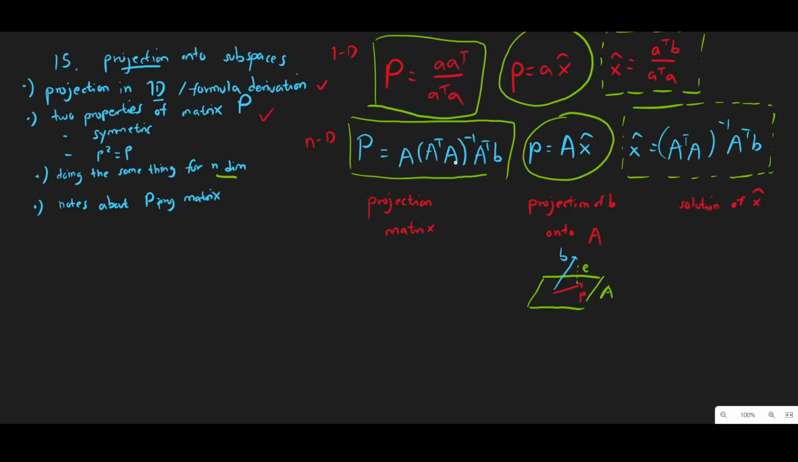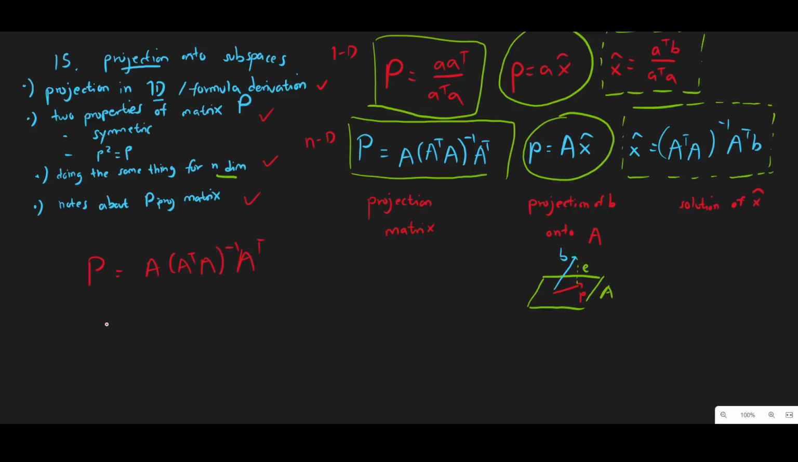A little mistake that I just realized: this b should not be here, so the equation for the projection matrix consists only of A. And let's go into the last thing. We just did the third one, doing the same thing for the n-dimensional case, and there are little notes about this formula right here. So let me rewrite that.